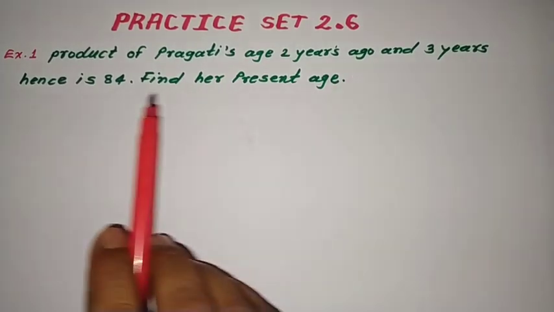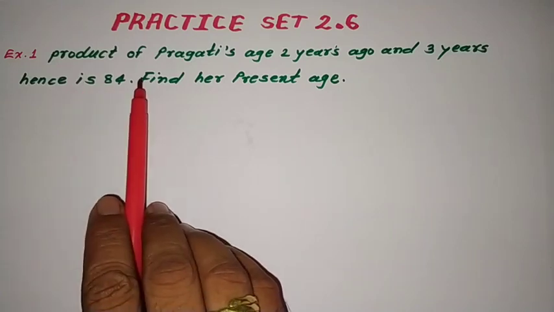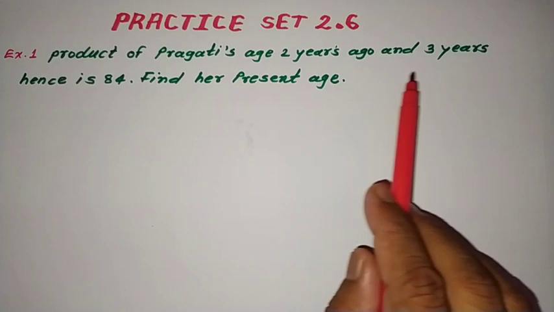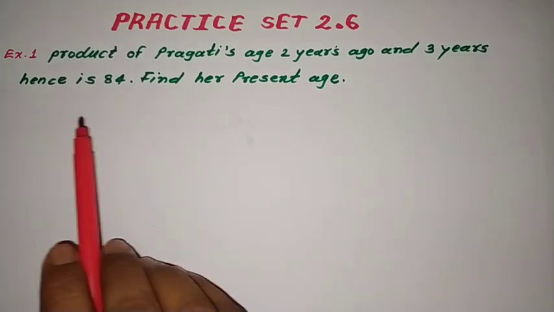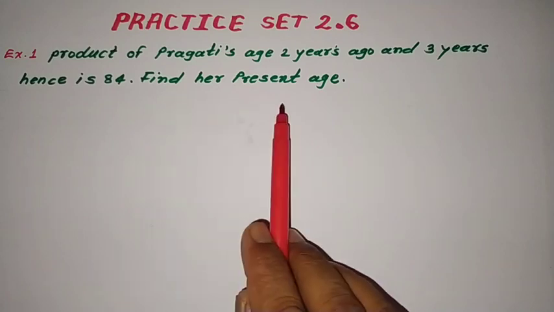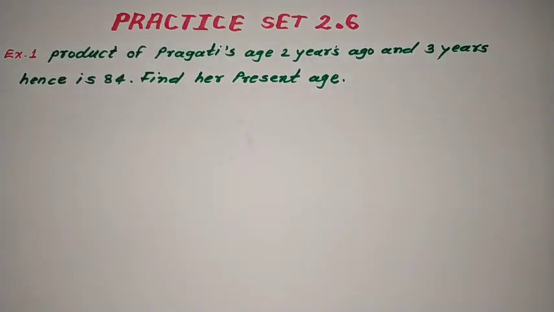Example 1: The product of Pragati's age 2 years ago and 3 years hence is 84. Find her present age. Solution.